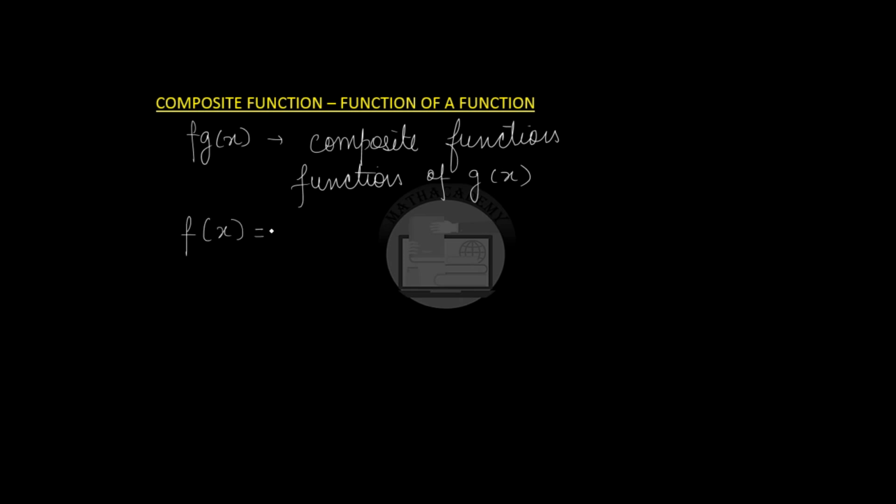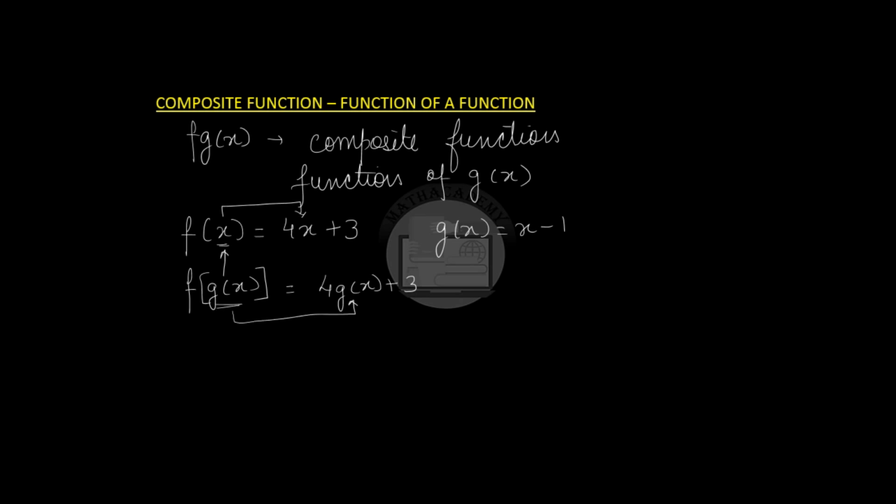f of x as 4x plus 3, g of x as x minus 1. If we have to find f of g of x, then in place of x here, we have to substitute g of x. So f of g of x will basically become 4 times g of x plus 3. When it is f of x, we have an x here. When we replace x by a function g of x, then g of x comes here.